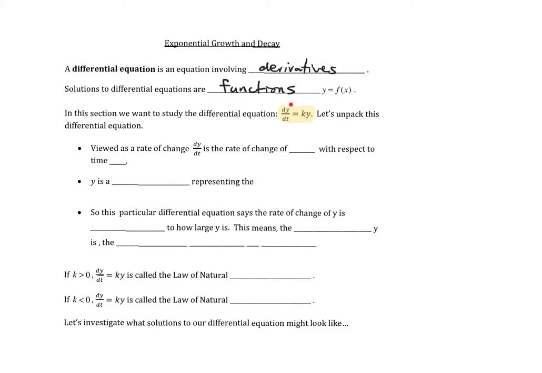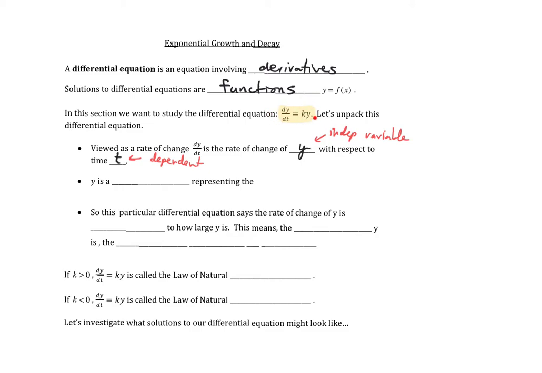So let's look at the left-hand side of this equation first. If you look at the left-hand side of this differential equation, we can view this left-hand side, dy dt. This is really the rate of change of some quantity y with respect to the time t. In other words, y is our dependent variable and t is the independent variable. Okay, so that's what the left-hand side represents.